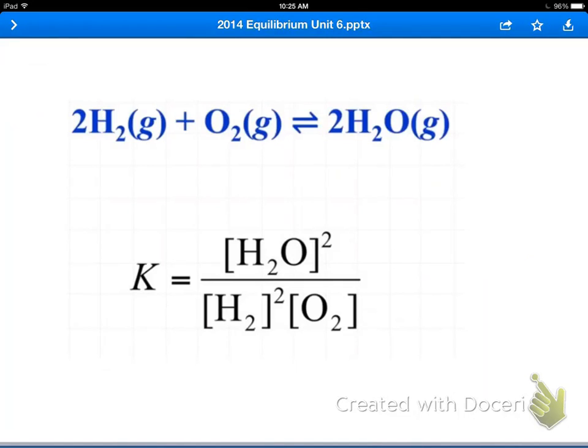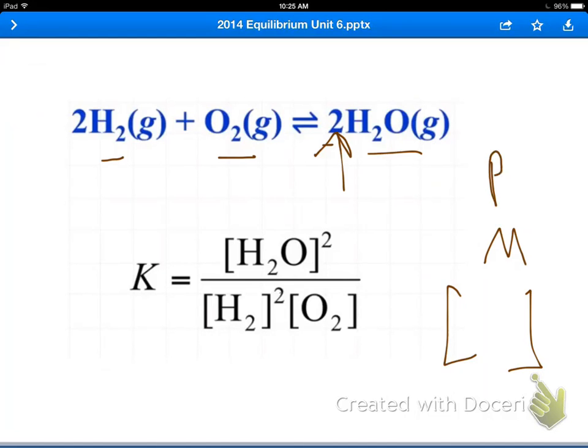So here, let's take a look at this example. Here we have H2 plus O2 becoming H2O in the gaseous state. So I take my products, which is H2O, raise it to its coefficient, which is 2, and I put that over my reactants, and I have H2 raised to the 2, which is the coefficient, times the concentration of O2. And again, these brackets mean concentration. So if we're talking about molarity or concentration, we need brackets. If we're talking about things like pressure, which we will be soon, you don't want to use brackets because brackets mean concentration.